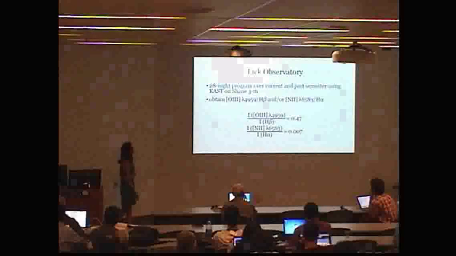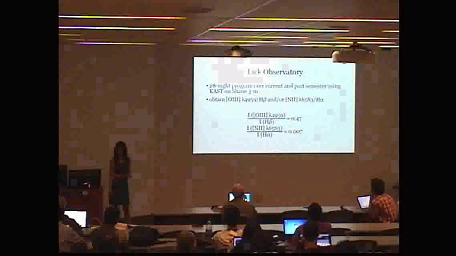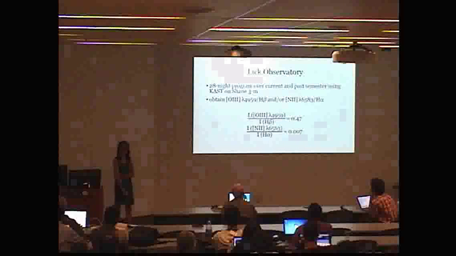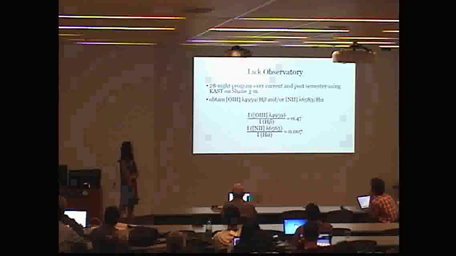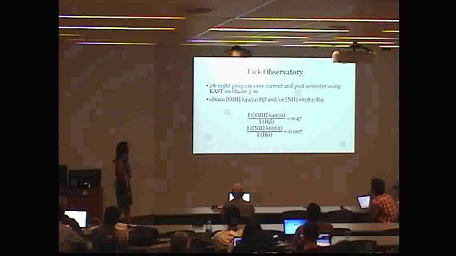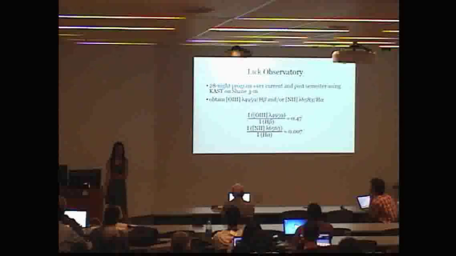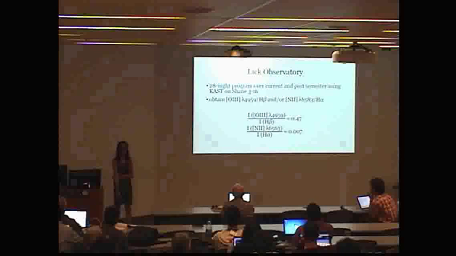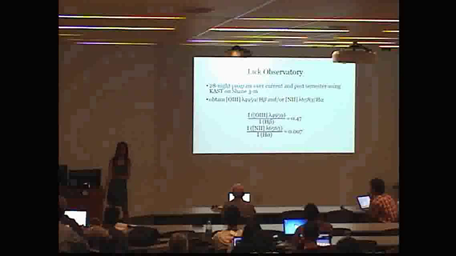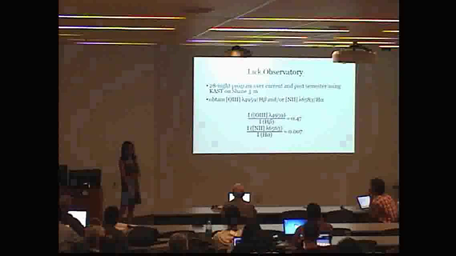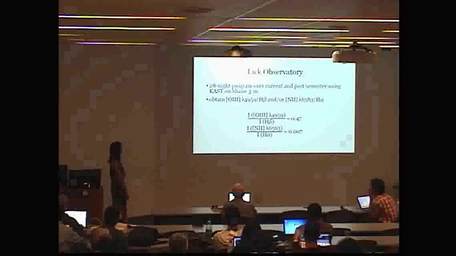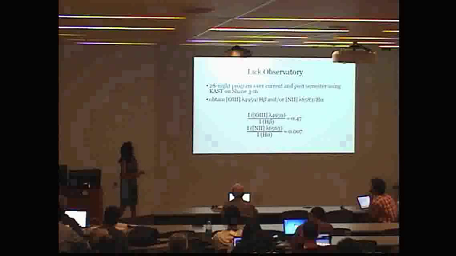So I've been leading a 28-night observational program during the past year using the CAST spectrograph on the Shane 3 meter at Lick Observatory. And our goal here is to obtain the O3 4959 to H beta ratio or the N2 6583 to H alpha ratio. And so for reference, LEO-P has an O3 to H beta ratio of 0.47 and an N2 to H alpha ratio of 0.007.